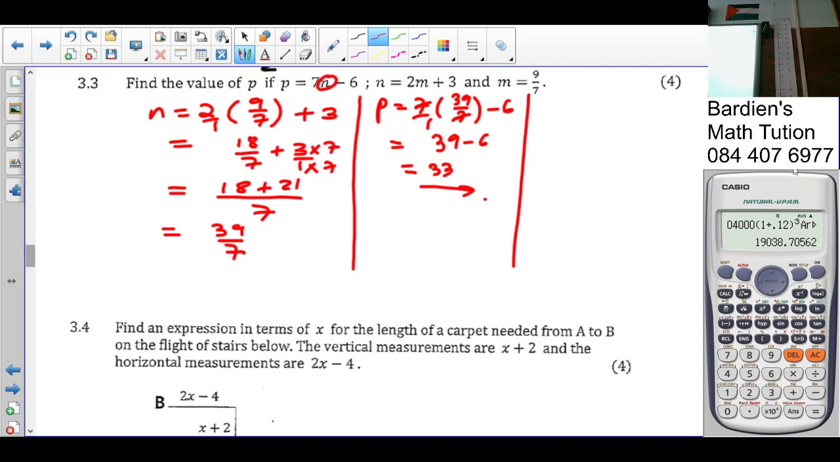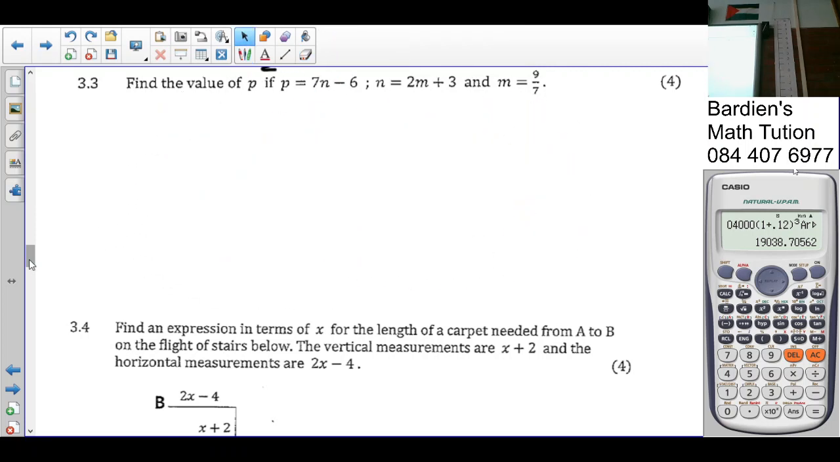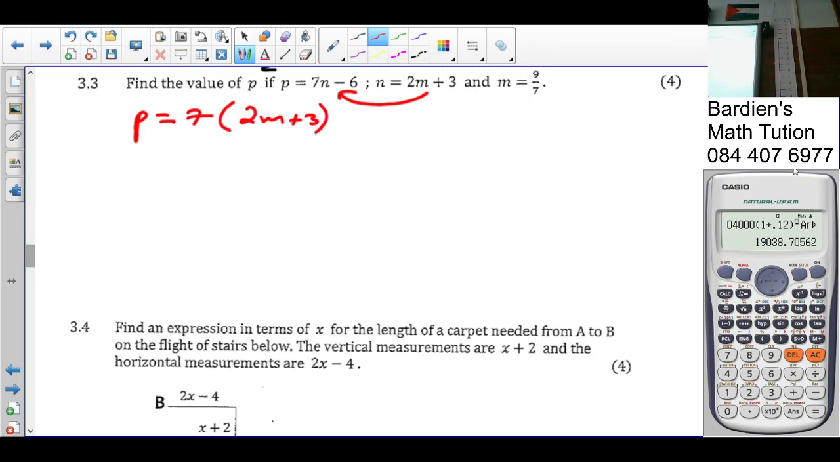Okay, so you could have done the other way, but if you had substituted N first, so P is equal to 7, N is what? 2m plus 3. You all agree with that? Minus 6. You multiply this out, I'm going to get 14m plus 21 minus 6, which is 14m plus 15. So that is P in terms of M.